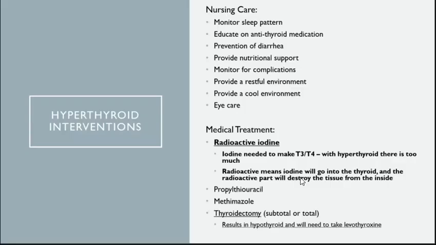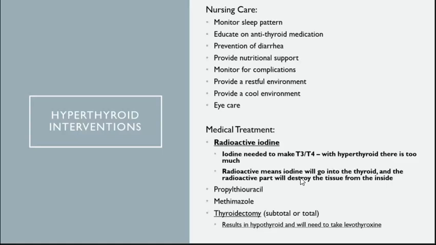Hyperthyroid. So everything is elevated with hyper. They're not sleeping, they're irritable, they're running 100 miles per hour, they eat and they don't gain weight, they have diarrhea, they're hot. So how do we treat it? We can give them PTU, methimazole. We can treat them permanently with radioactive iodine or thyroidectomy.